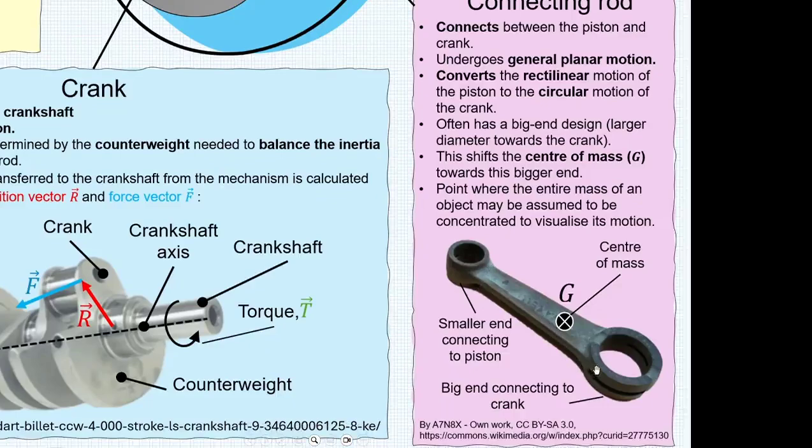If we look at a picture of a connecting rod from an actual engine, you might notice that it has a big end design. In other words, one side is much larger in diameter than the other side. This causes a shift in the center of mass towards the bigger end. The center of mass of an object is often taken to be the point where the entire mass of an object is assumed to be concentrated in order to make the visualization of its motion more convenient.